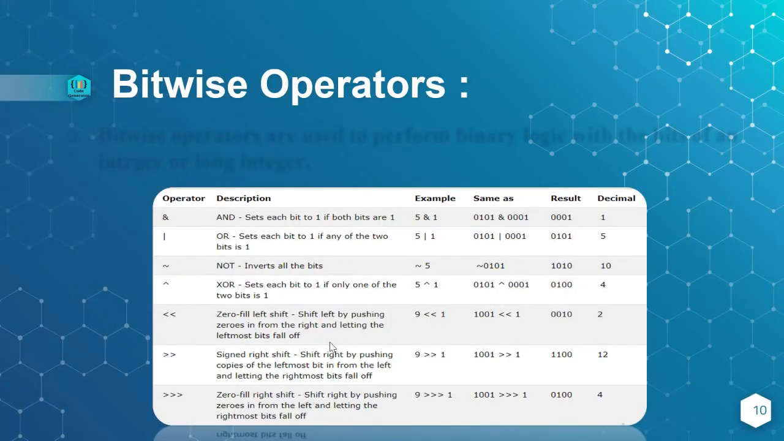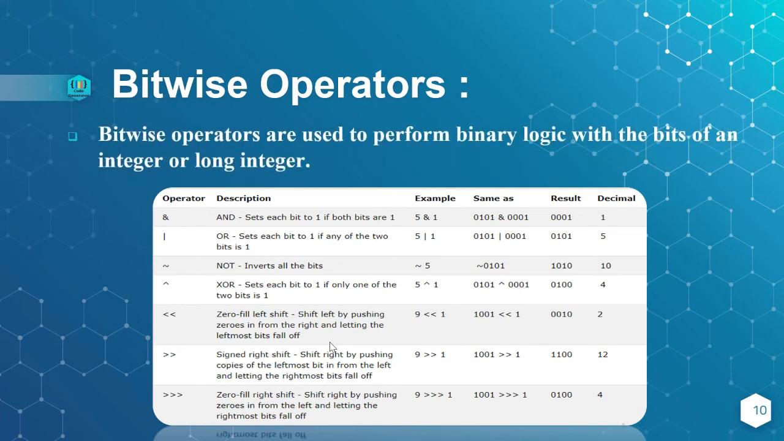The next is bitwise operators. Bitwise operators are used to perform binary logic with the bits of an integer or long integer. So these are the bitwise operators. The first one is and, which sets each bit to 1 if both bits are 1. For example, 5 and 1. It will be the same as 0101 and 0001. Result will be 0001. That is 1 in decimal.